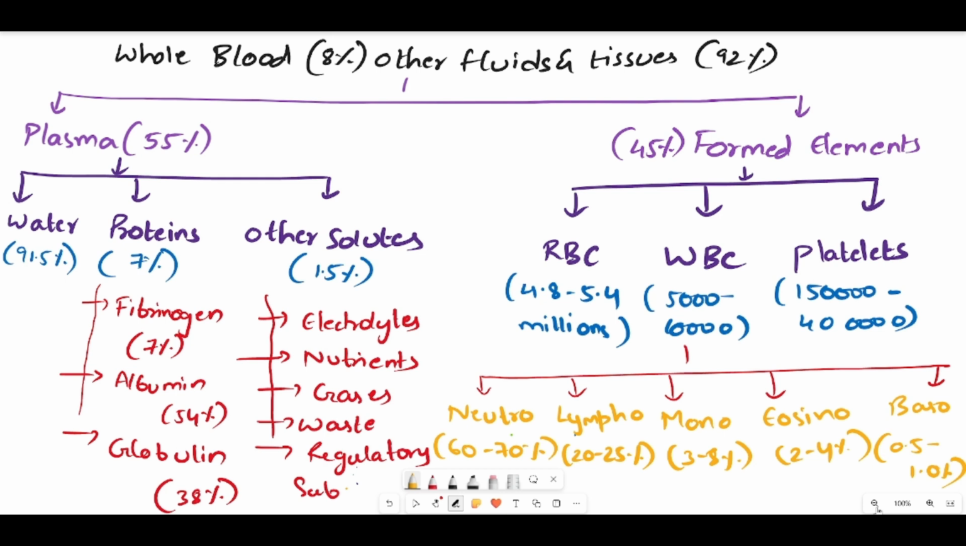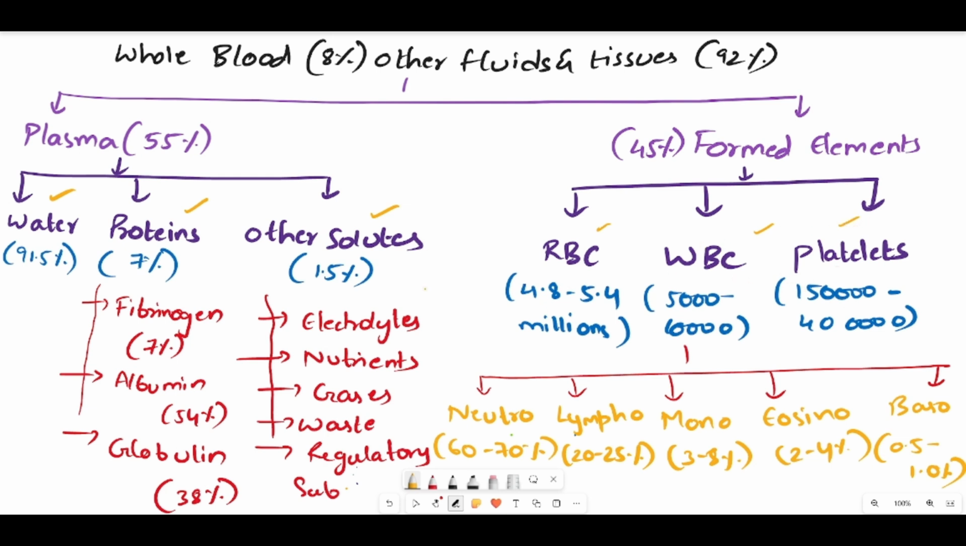Initially, the whole blood is 8 percentage and the other fluids and tissues will be 92 percentage. And these are further divided into two main things. One is plasma, which is 55 percentage, and formed elements, which are 45 percentage. And this plasma is again divided into three. So in plasma, 91.5 percentage will be water, 7 percentage will be proteins, and the remaining 1.5 percentage contains other solutes. And coming back to the formed elements, this will be having RBC, WBC and platelets, and try to remember these values.